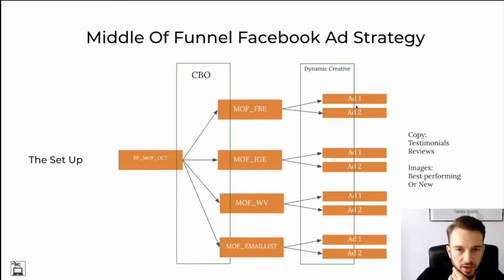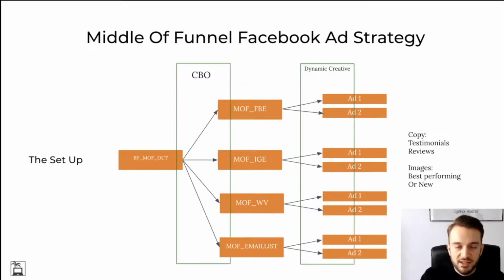So what you can do when you want to set this up is you start with, for example, middle of funnel Facebook engagement, set up the 2 advertisements, so the best performing copy, best performing images, and then just duplicate it, remove Facebook engagement from the audience or the ad set, and then add Instagram engagement. So other than the actual audience, nothing else changes. You're still running the same images and still running the same copy.